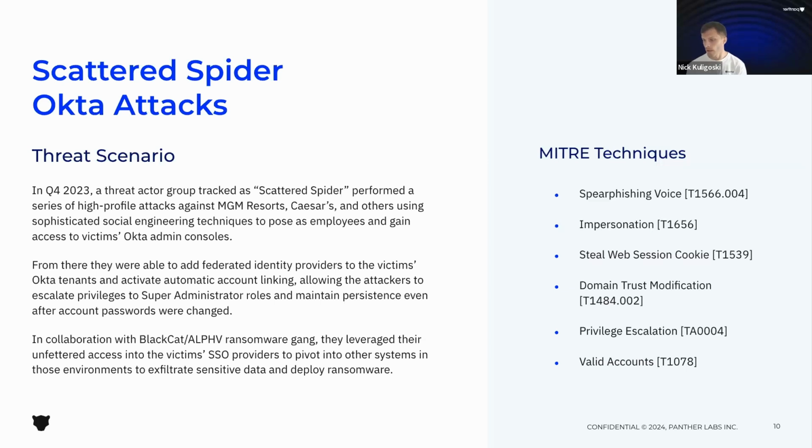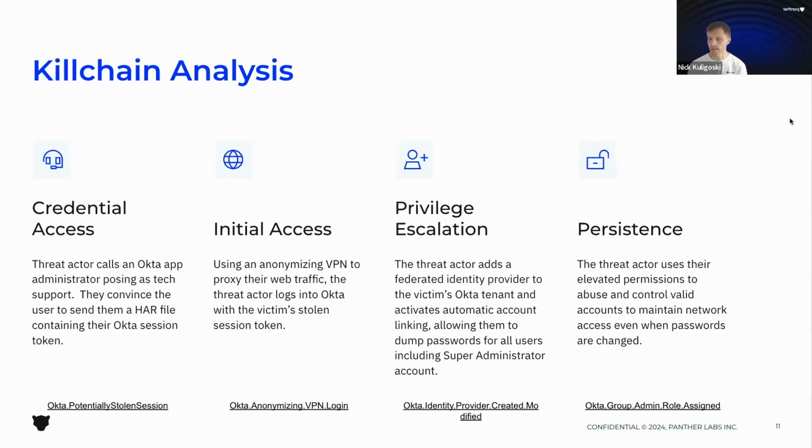If we go to the next slide and look at the kill chain analysis, we can start to understand how they were able to achieve this, and further understand how Panther could have helped along the way. The first step of this analysis was how they got credentials. It seems kind of silly in retrospect, but they simply posed as tech support and got a session token from an Okta app administrator.